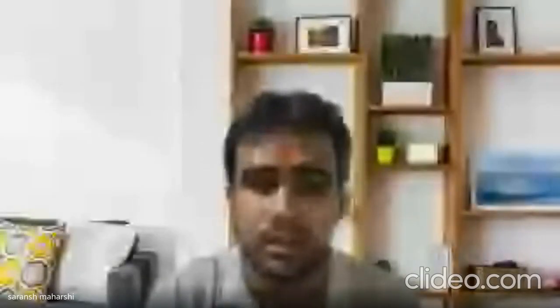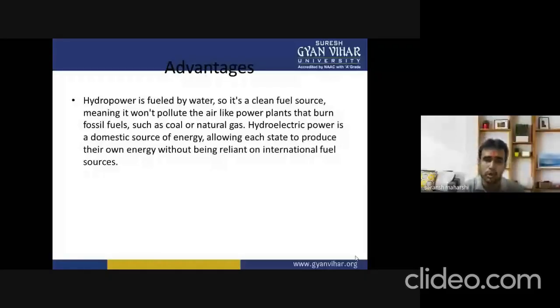Advantages. Hydropower is fueled by water, so it is a clean fuel source, meaning it won't pollute the air like power plants that burn fossil fuels such as coal or natural gas.